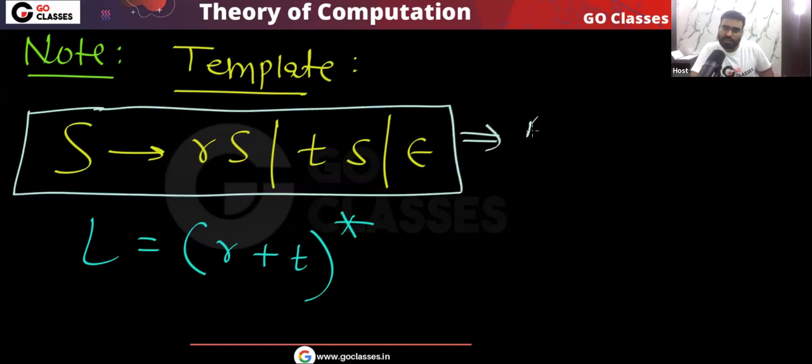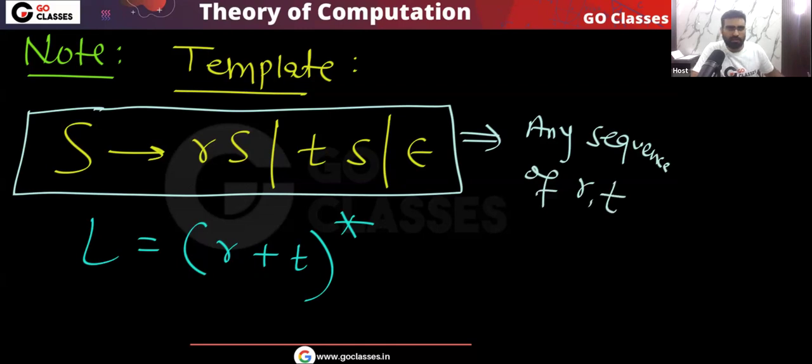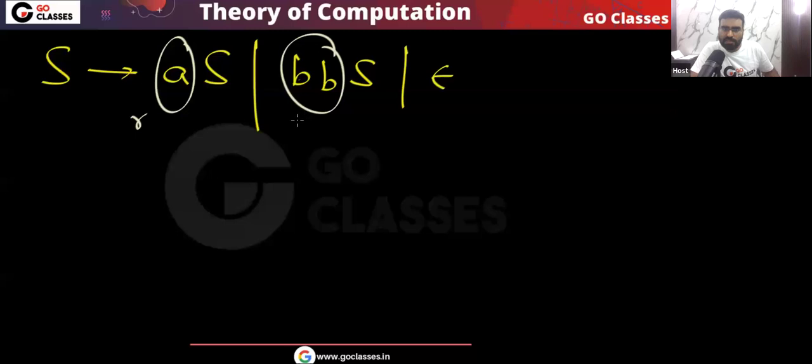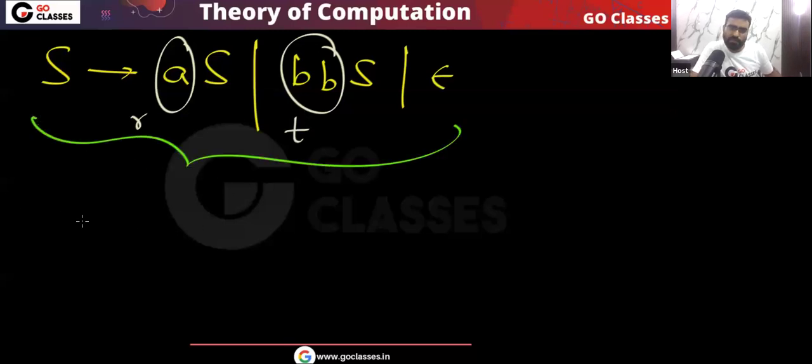This will generate any sequence of r comma t, whatever sequence of r comma t you want. Let me give you one example. For example, if your grammar is like this: S goes to aS or bbS or epsilon. Now you can notice this is the r, this is the t, yes or no? This is the standard template, and the language you can generate is any sequence of r comma t.